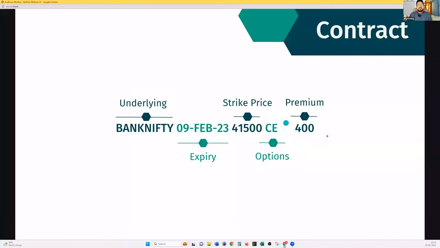And we have a premium for all the contracts, irrespective of ATM, OTM, or in the money options. So no need to worry about those things. The terminologies I mentioned, I'm going to explain each and everything very clearly.